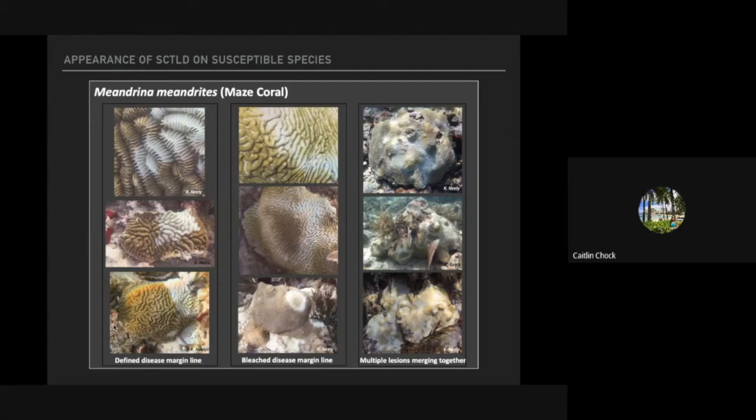So on our MMEA, this is how the disease can look. You can see it can have slightly different appearances, either the defined margin line on the left, where it's very clear between the living and dead coral. In the middle, you can see that you could also have a bleached disease margin line. So you'll have bleached coral tissue in between the living and dead, and then multiple lesions merging together.